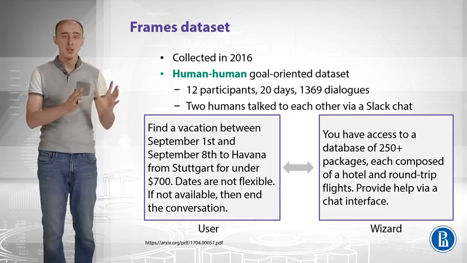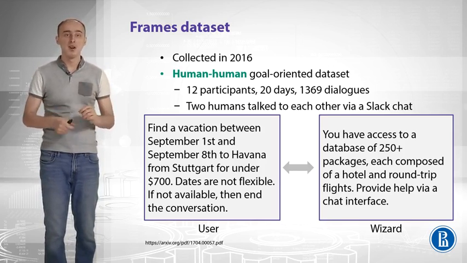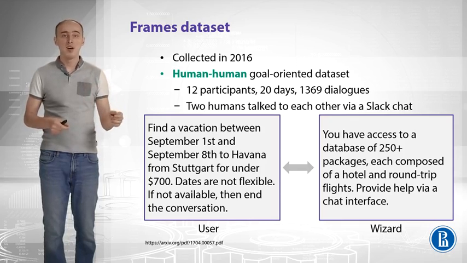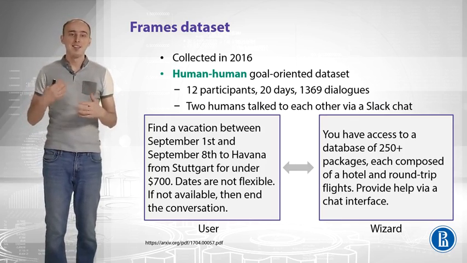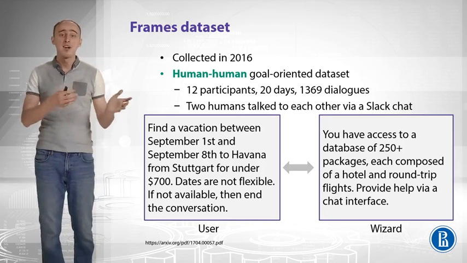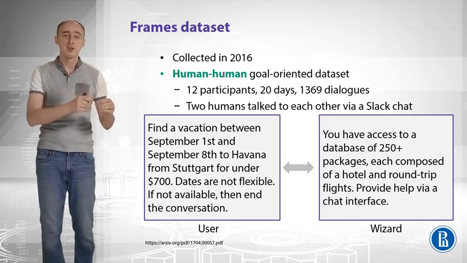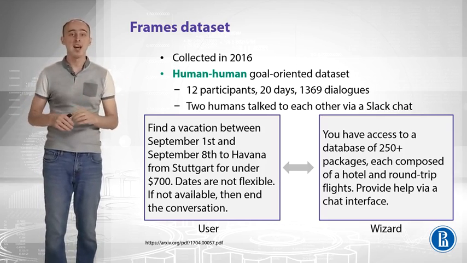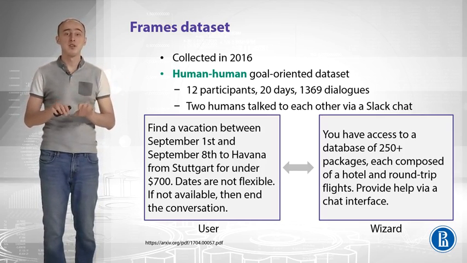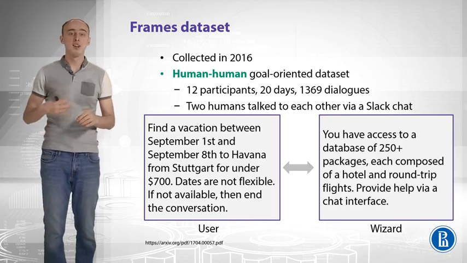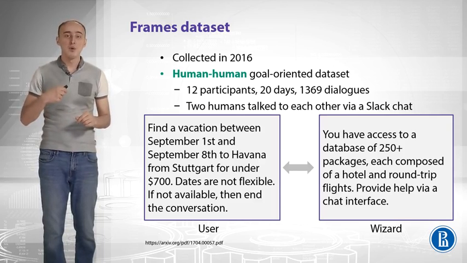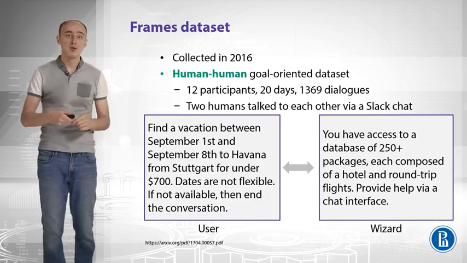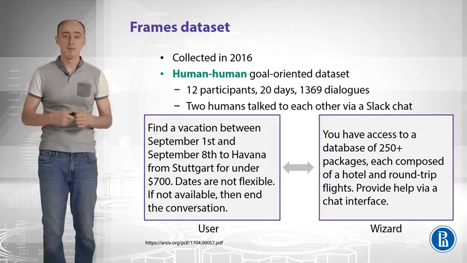One of them was the user, and he has a task from the system: find a vacation between certain dates, between a destination and the place where you go from, and dates are not flexible. If not available, then end the conversation. So the user had this task. The wizard, which is another user who has access to a searchable database with packages, hotels and round-trip flights, had the task of providing help via a chat interface to the user who was searching for something.